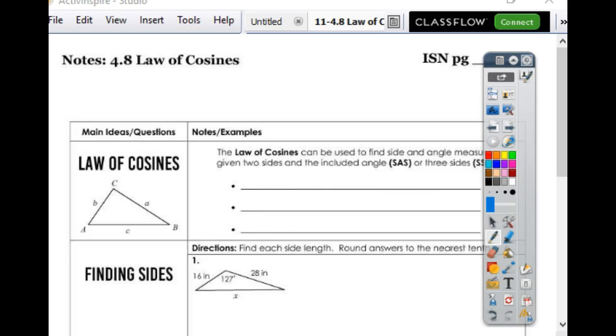So yesterday, when we did the law of sines, we did angle-side-angle and angle-angle-side.